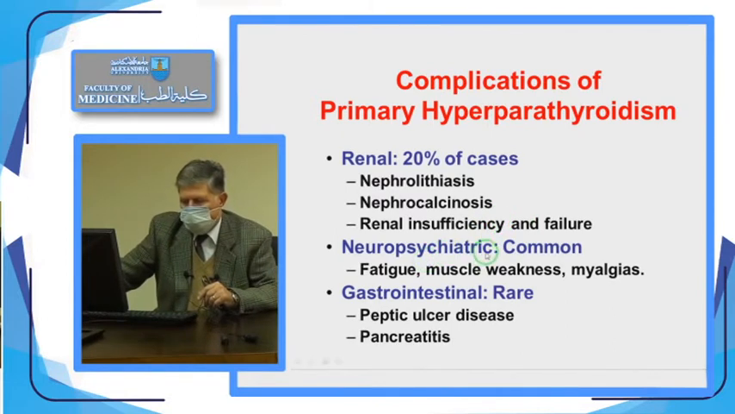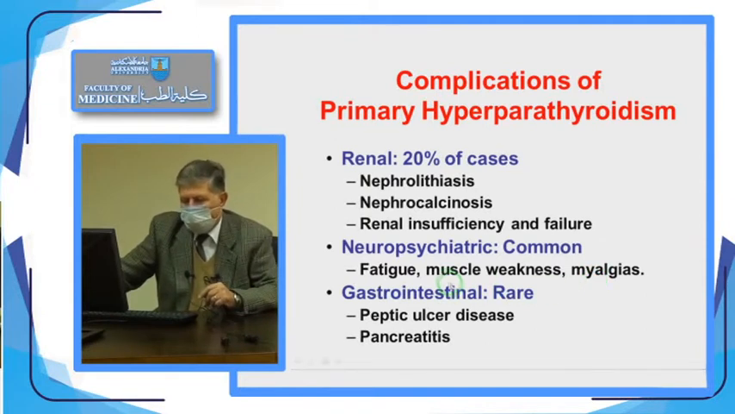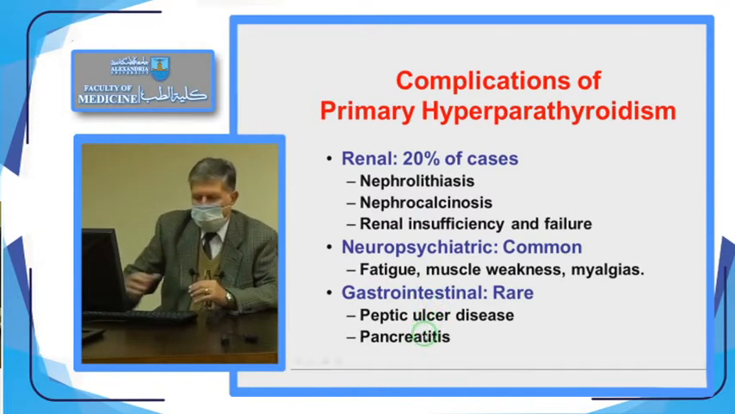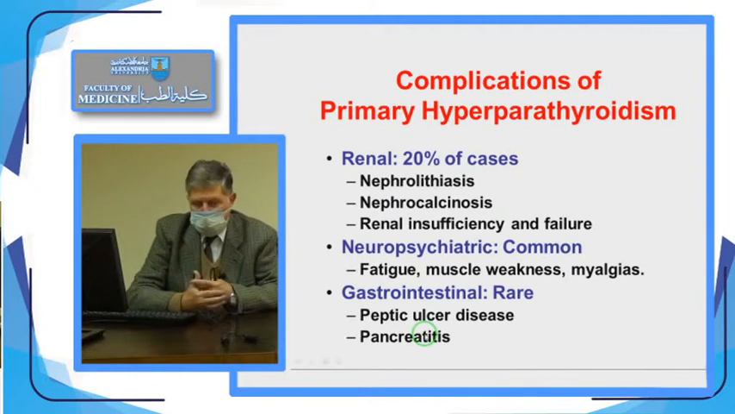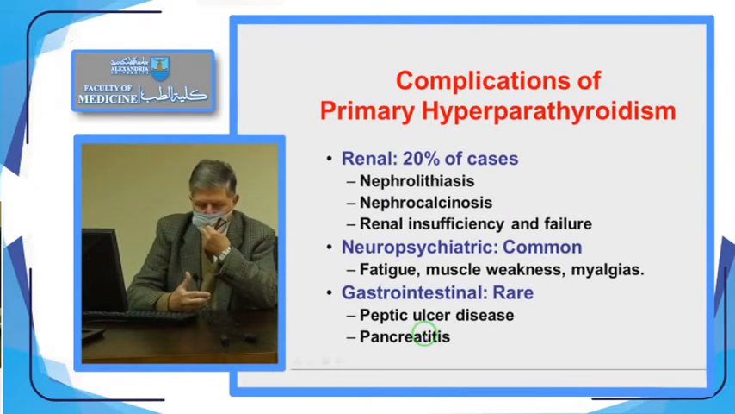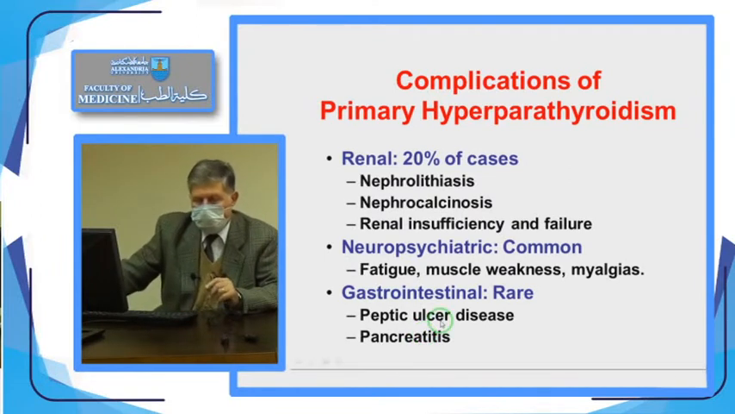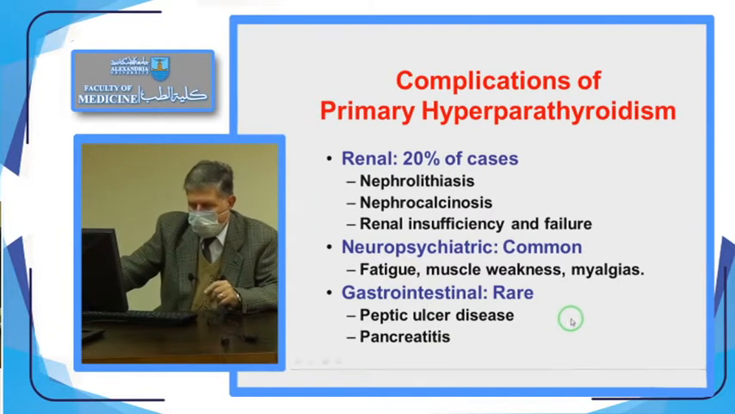The neuropsychiatric changes are not specific, in the form of bone aches, weakness of the muscles, and fatigue. Gastrointestinal affection is in the form of peptic ulcer and pancreatitis. Cardiovascular affection in primary hyperpara is in the form of hypertension. So one of the causes of endocrine hypertension includes primary hyperpara. Please remember that: primary hyperpara as a cause of hypertension, even without renal insufficiency.